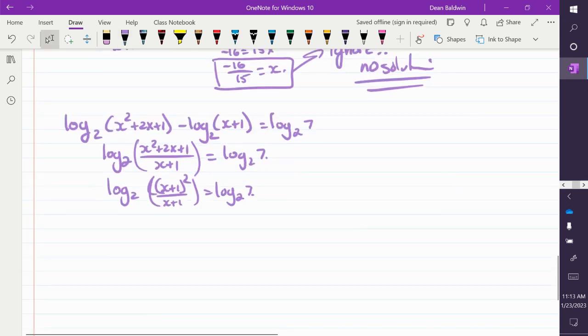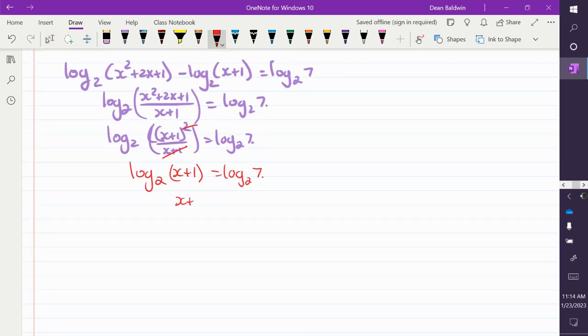So what happens to one of the x plus 1s? They will go away. And so then you're left with this. So you have a log equaling a log with the same bases. What do we do with the logs? You get rid of them because for them to be equal, it means the arguments have to be equal. So essentially it's just x plus 1 has to equal 7. Therefore, x is equal to 6. And 6, if you check, it works.